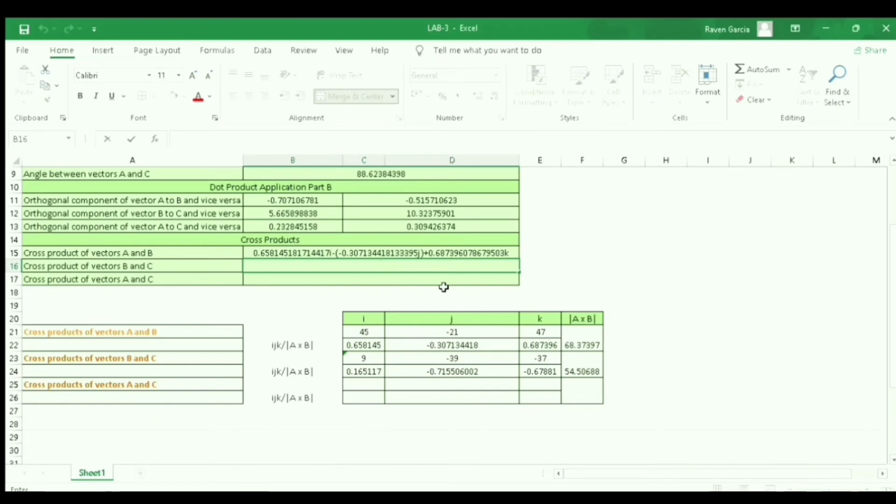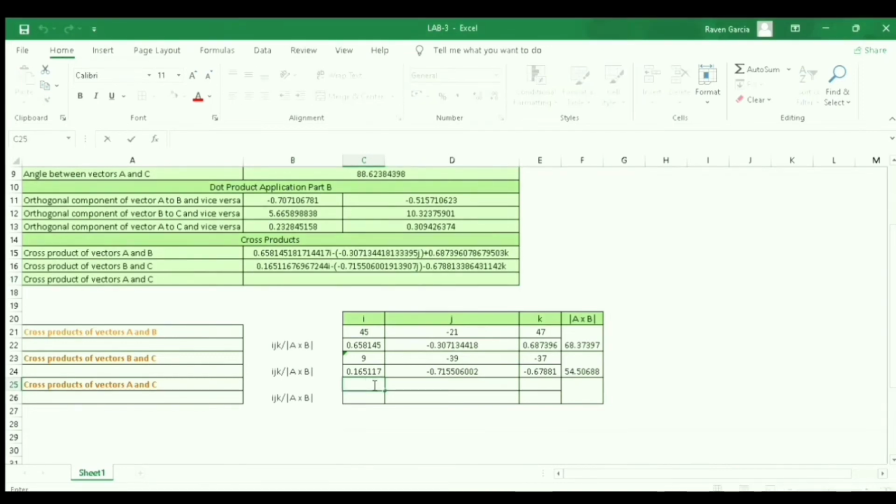Now, let's go back to the cross product at row 16 and input the formula equals C23 and quotation I minus open parenthesis quotation and D23 and quotation J parenthesis plus quotation and E23 and quotation K and quotation, and we have the answer of 0.1651 I plus 0.7155 J minus 0.6788 K.